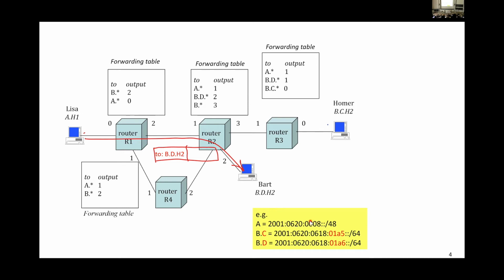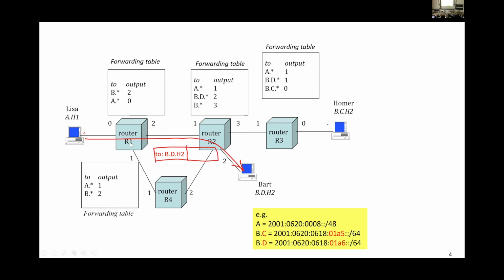That's exactly 48. So assume A creates a packet that has destination B.D.H2, which is this thing here. So a string of 48 bits followed by D, which is 16 bits, followed by H2, which is 64 bits. All of this together is the destination address. What will happen in the routers to this packet? Of course, we hope the packet goes from A to B.